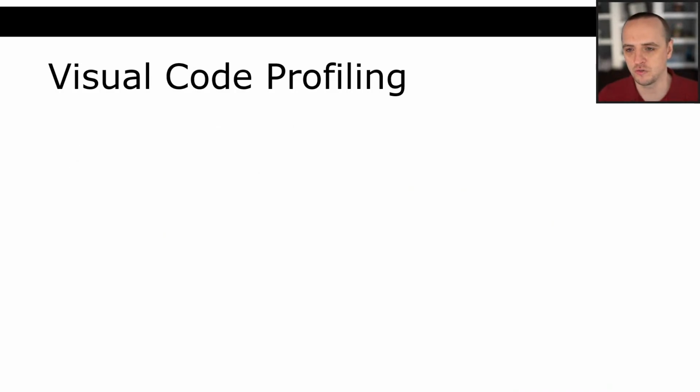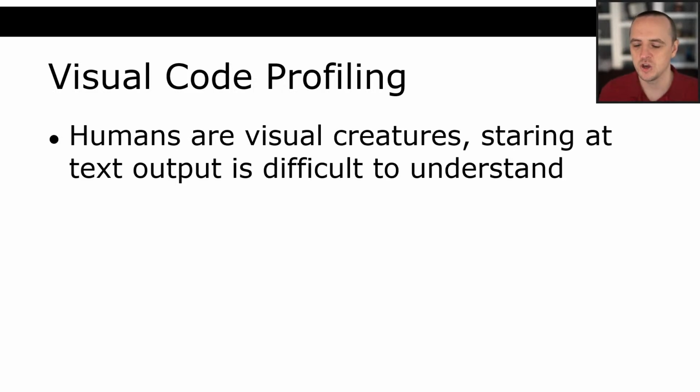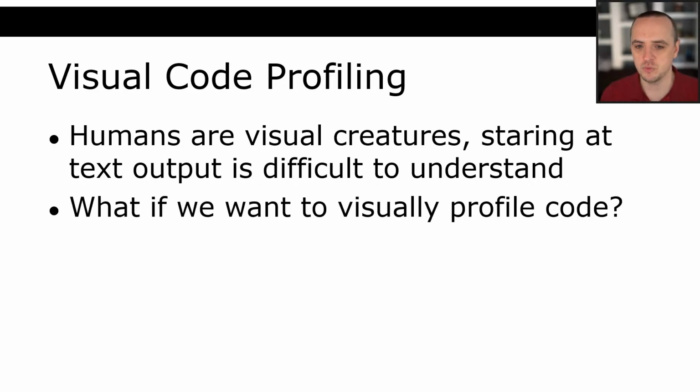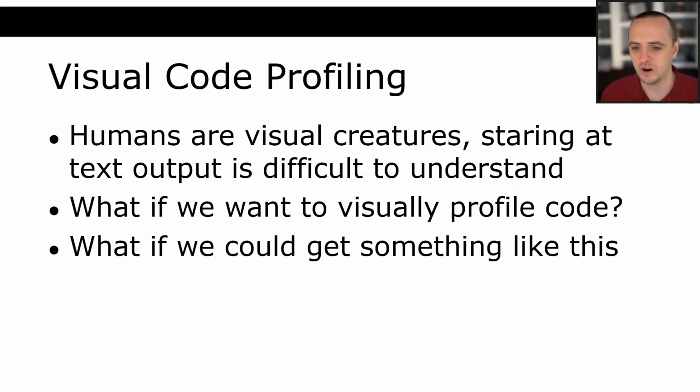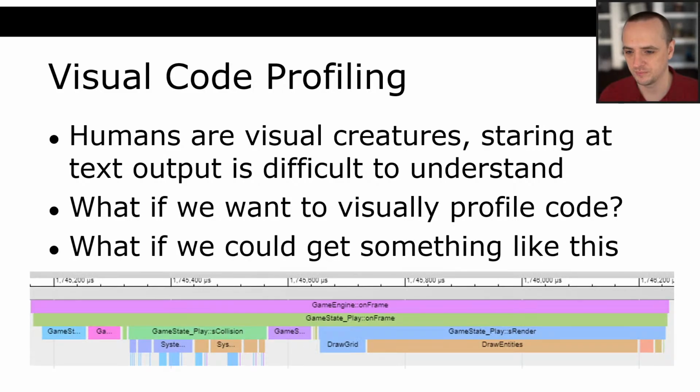So visual code profiling, what does that even mean? I've been talking about it. Humans are visual creatures. Staring at text output is very difficult to understand. What if we want to visually profile code? What if we could get something like this? This would be cool if we could actually see a visual breakdown. Like here's my collision code, here's how long that takes in comparison to my rendering. And here's how long the drawing of my entities takes, or the drawing of the grid, or the user input system, or whatever. This is what we want, so we can actually see at a glance how long everything takes in relation to each other in our program.